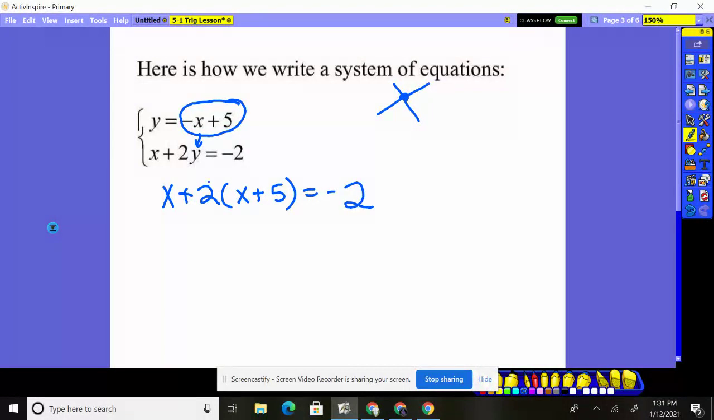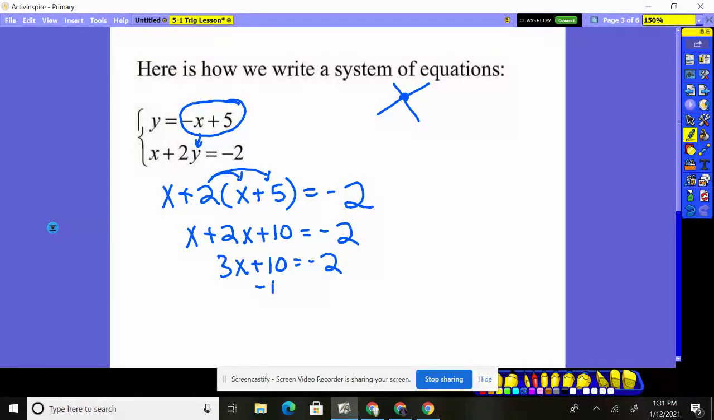So we need to distribute the 2 here. So we have x plus 2x plus 10 is equal to negative 2. That gives me 3x plus 10 is negative 2. Subtract 10 from both sides. 3x equals negative 12. Divide by 3.